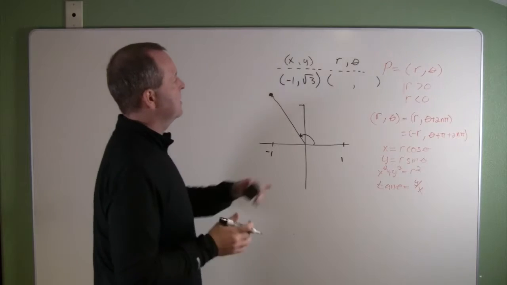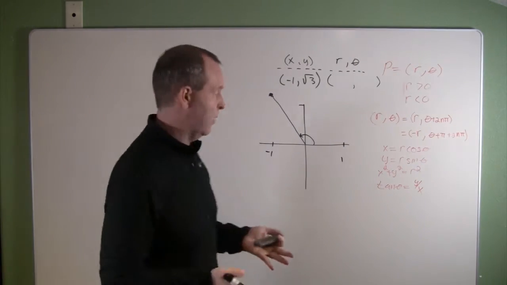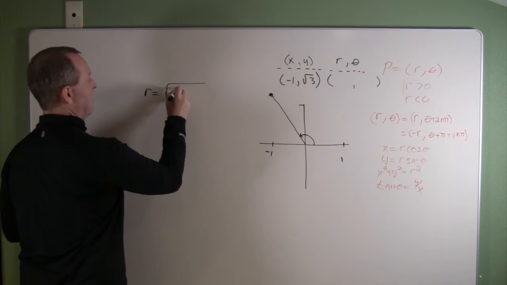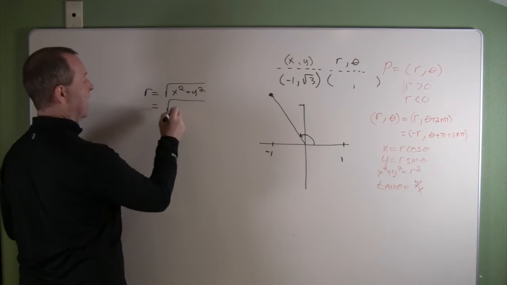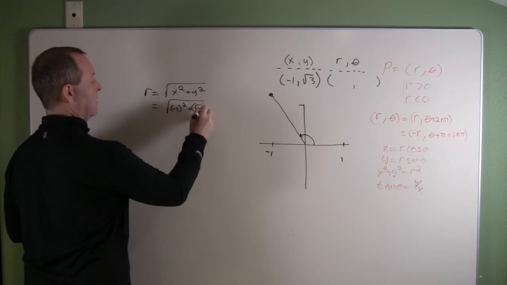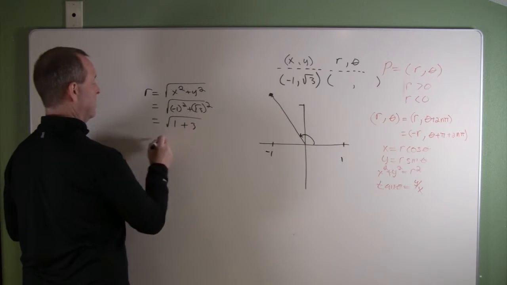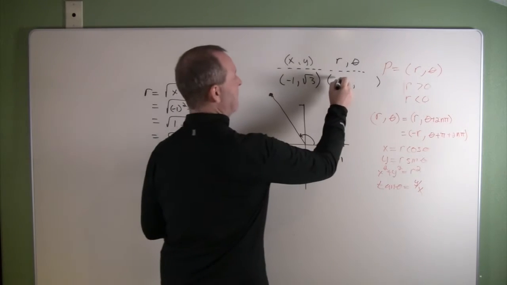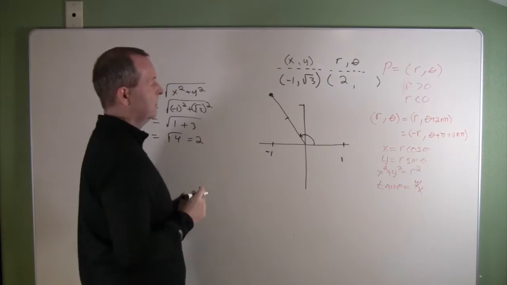So the next thing I want to do is find its radius. I have x squared plus y squared equals r squared, and so r equals the square root of x squared plus y squared. Let's just work that down. X is -1, so -1 squared plus √3 squared equals the square root of 1 plus 3, which equals the square root of 4, which equals 2. So I have a radius of 2.